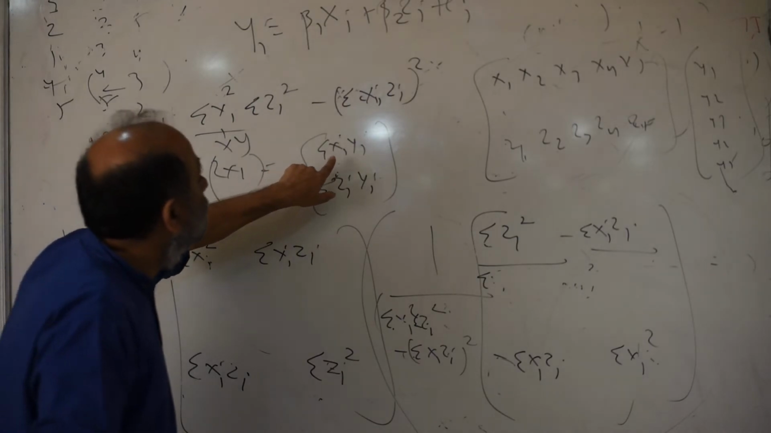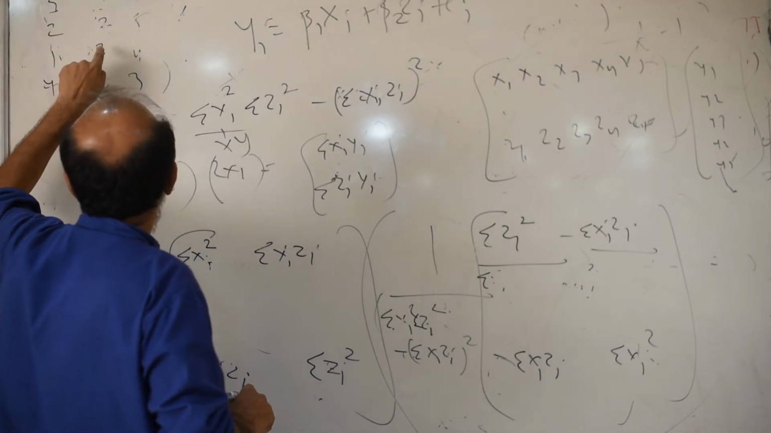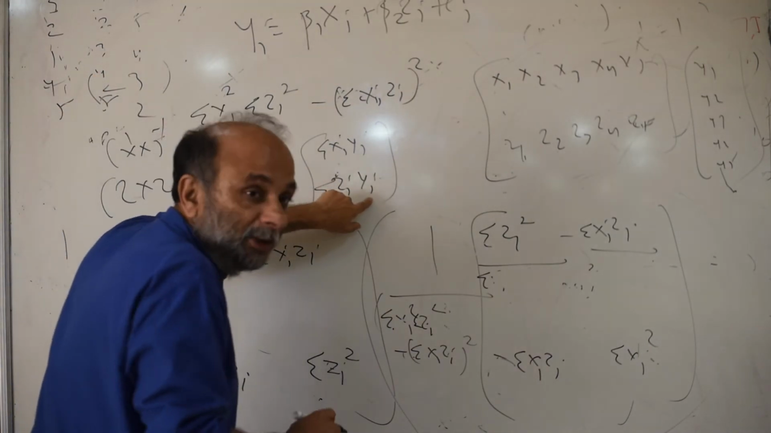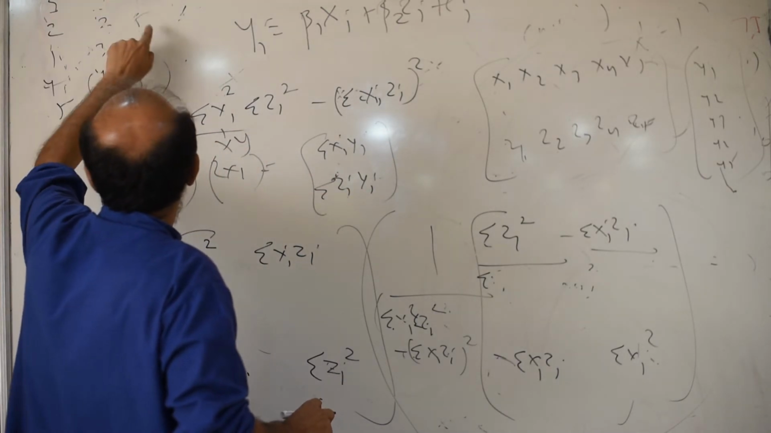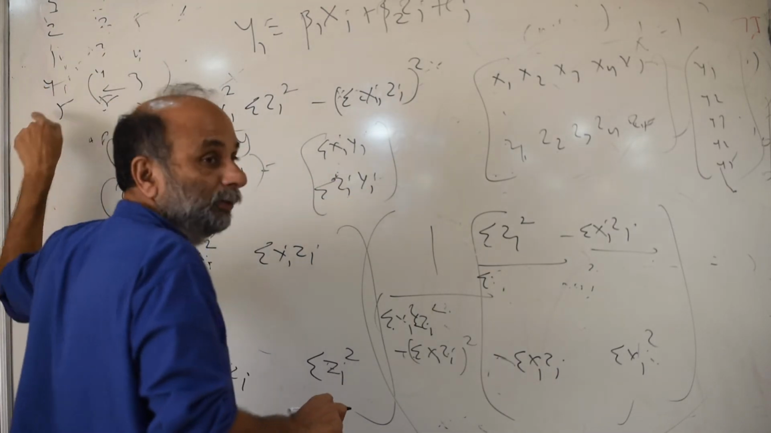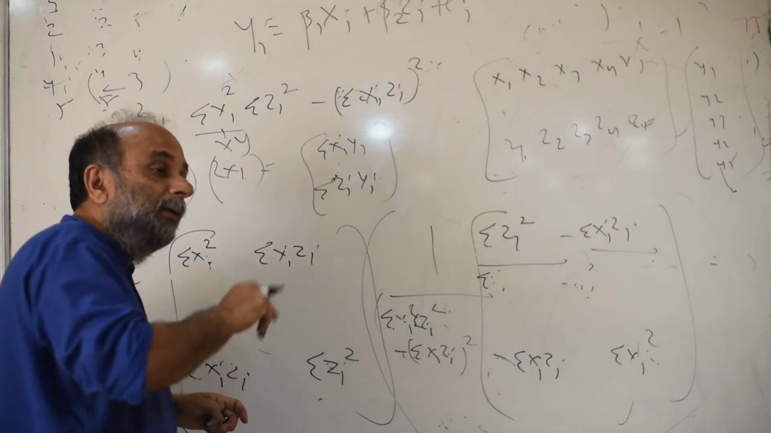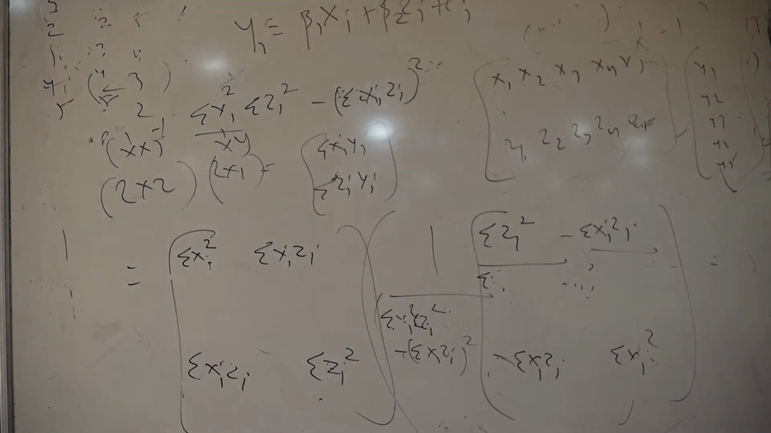Then I need summation xi yi, that is this into this plus this into this plus this into this plus this into this plus this into this. I know summation zi yi, that is I need this into this, this into this, this into this, this into this, this into this. Right? Then I need to multiply what I got previously, x dash x inverse into x dash y. Then I will get beta hat 1 and beta hat 2.